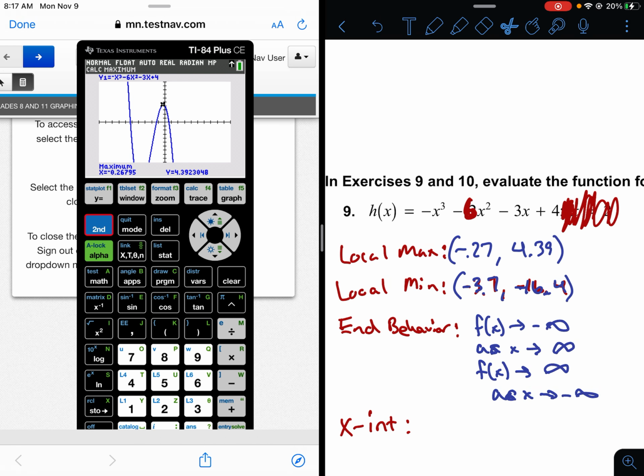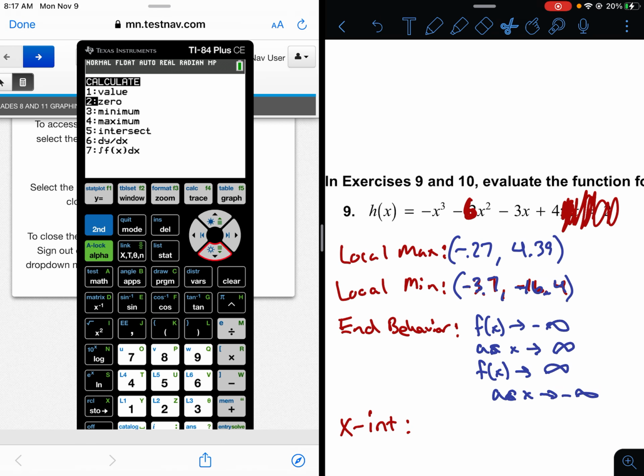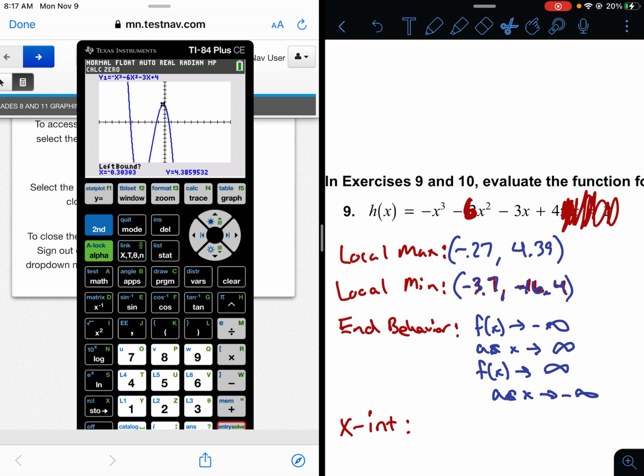X-intercepts, we got 3 of them. So again, these kind of take a while to do, but you know how to do everything. I'm going to start from left and work left to right. So I'm going to go left side of it, right side of it, enter. So negative 5.29.